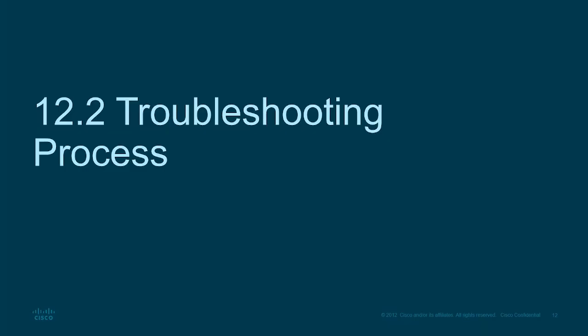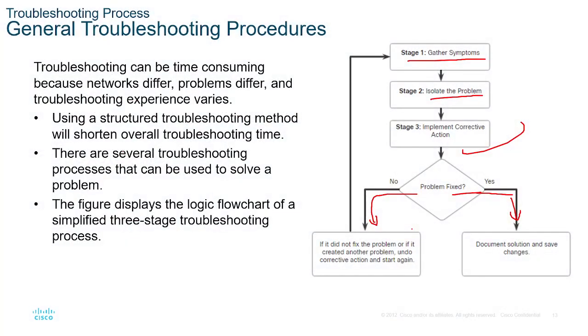Now 12.2, the troubleshooting process. The general troubleshooting procedure might vary, because you and another network engineer may create your network differently, your problems would be different, and of course your experience would be different. However, this is a framework that you may use for troubleshooting. Using a structured troubleshooting method will shorten overall troubleshooting time. So it has its own benefit.